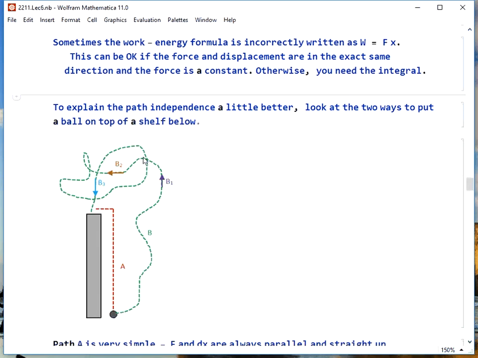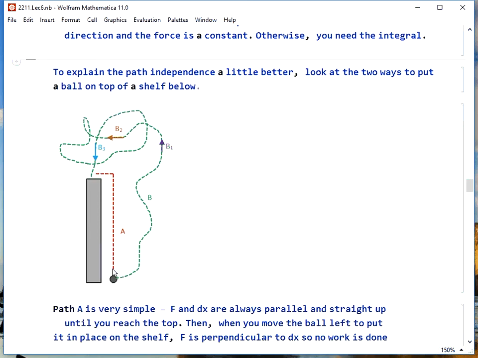And to get a little better idea what the path independence means, look at these two ways to put the ball on top of a shelf. Path A is the very simple one. mgh is easy to calculate because we know the force and the displacement. On the vertical segment, we get mgh. We get nothing on the horizontal segment because force and displacement are perpendicular.